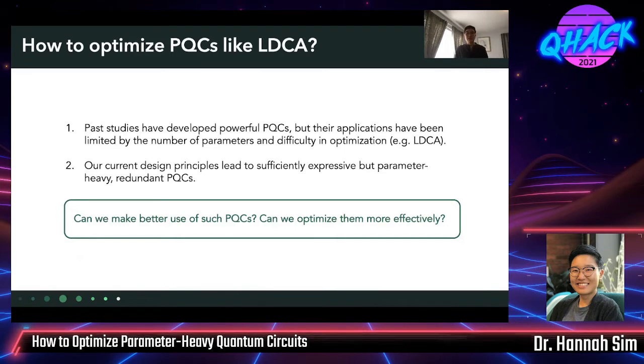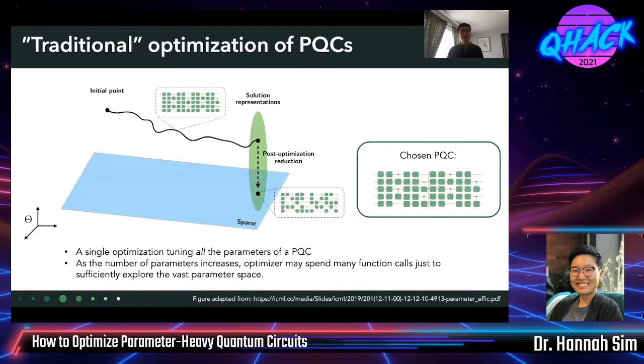And so by noting these two observations, my question was, can we somehow make better use of these circuits by optimizing them more effectively? Before approaching that question, I wanted to go over the way that we're traditionally optimizing PQCs.